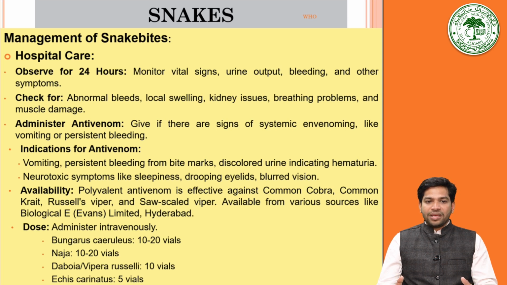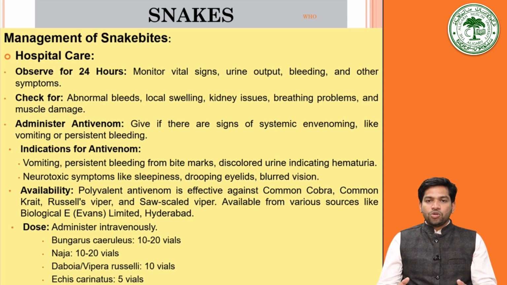Give antivenom if there are signs of systemic envenoming like vomiting and persistent bleeding. It is important to know when to give the antivenom treatment, as antivenom itself can be very dangerous and toxic, so antivenom use shall be done very cautiously. Also, if the particular snake species has been identified and that antivenom is available, that will be very useful.